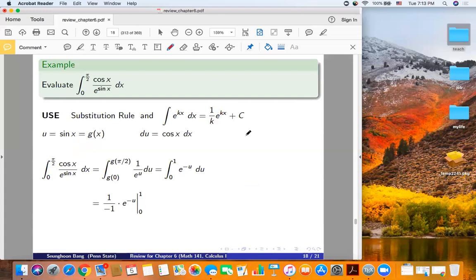So we have minus 1 over minus 1 times e to the negative u from 0 to 1, the same as minus 1 over e to the u from 0 to 1. Plug in 1 and 0. So e to the 0 is exactly 1. Change the sign to positive. So combine: e minus 1 over e.